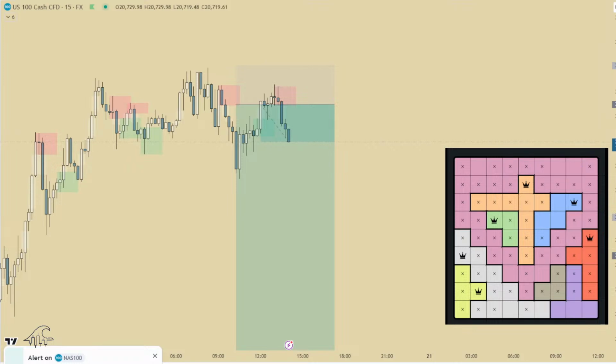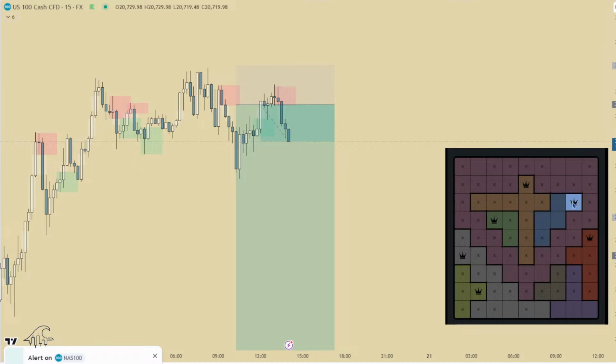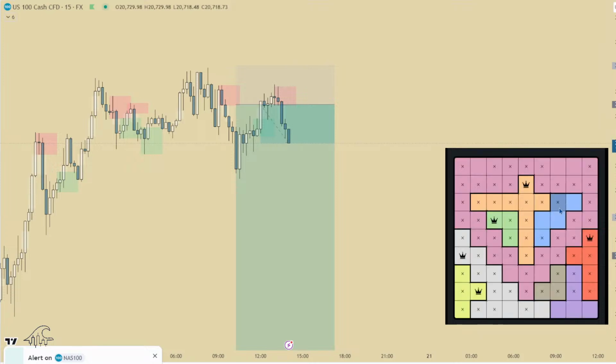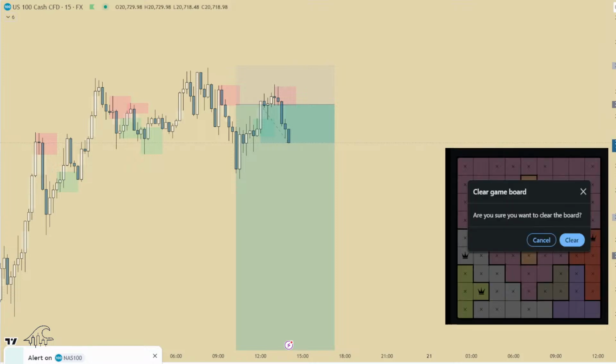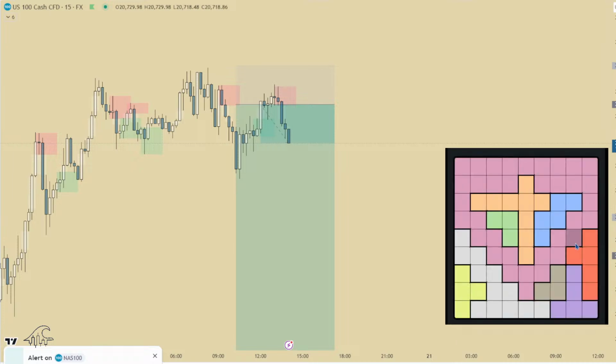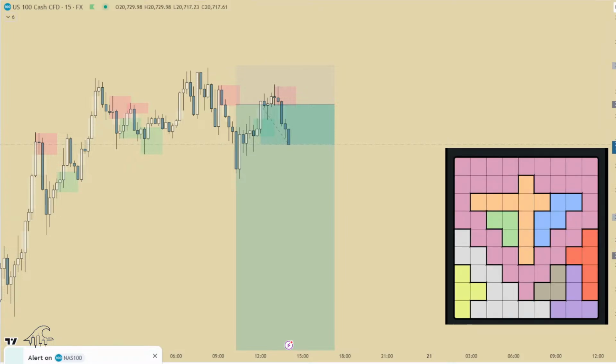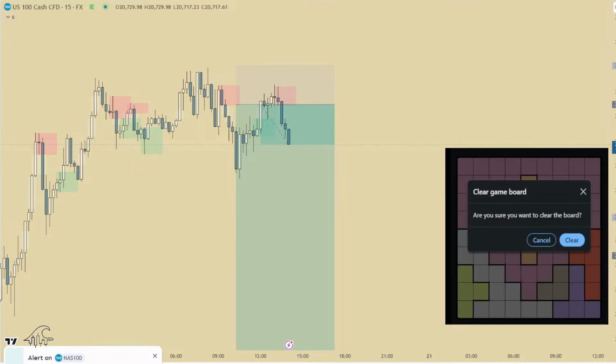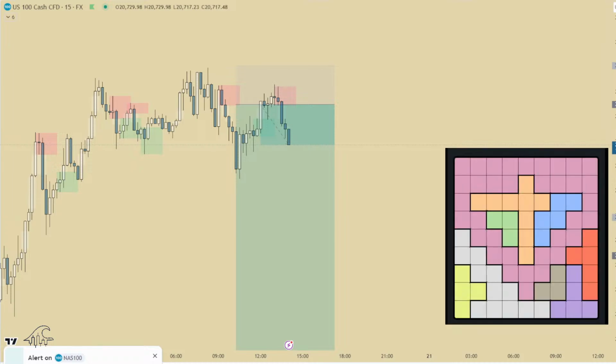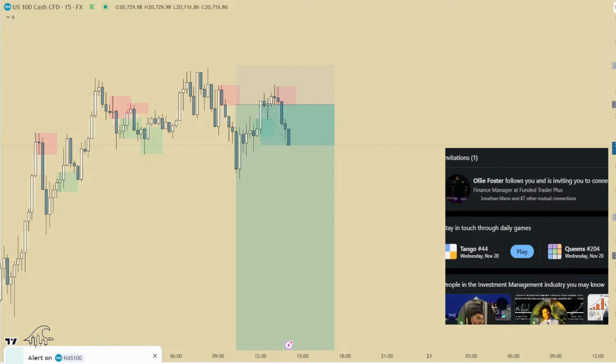Fuck this game. Hint. That's the hint. The highlighted cell is incorrect. Thanks. You know what? I don't want to play this game. I don't want to play this game. I'm giving up. I'm normally all about it. I quit. How do you quit? There you go. I quit that game right there.